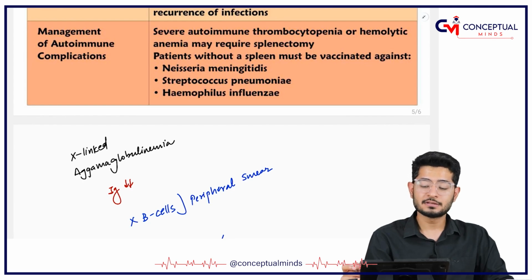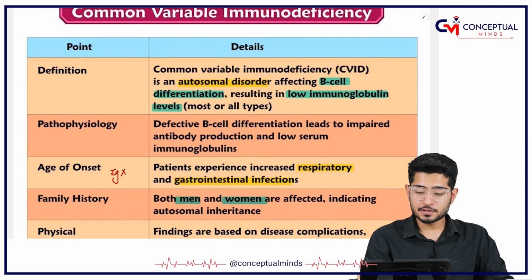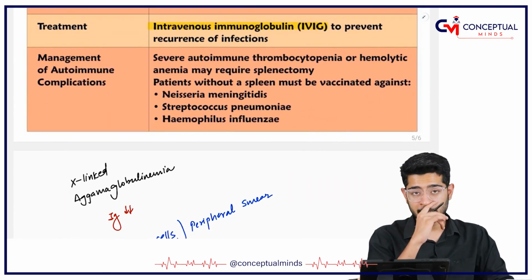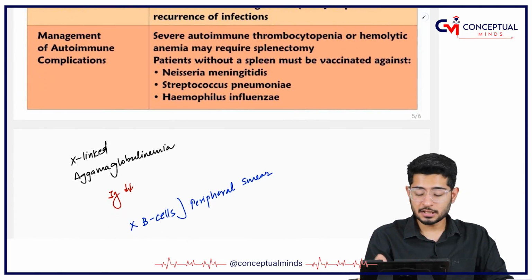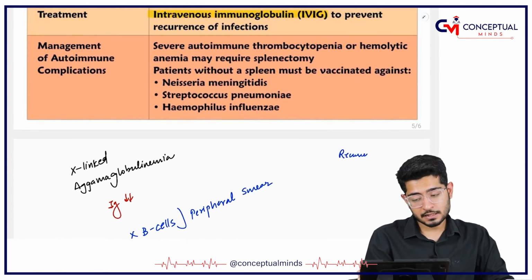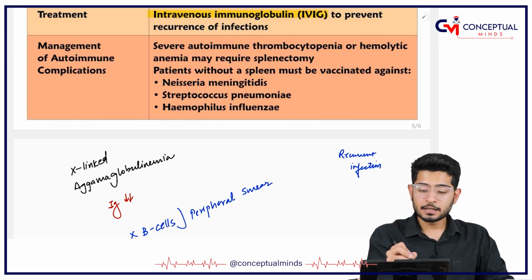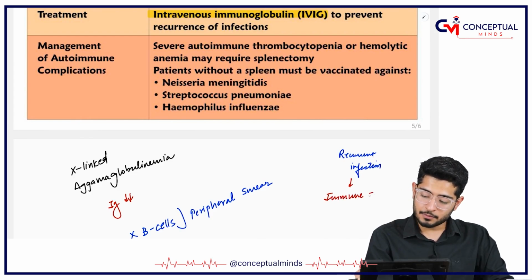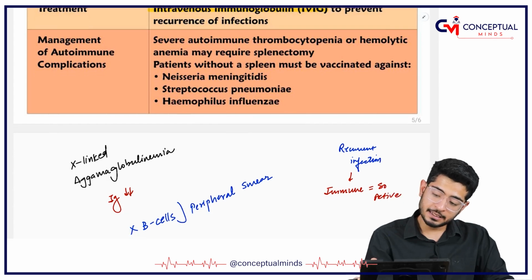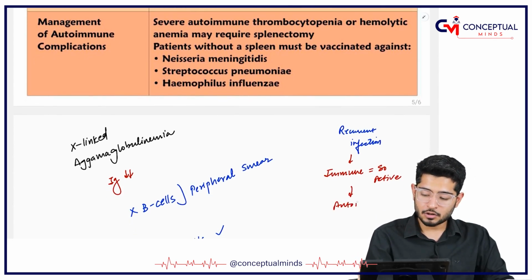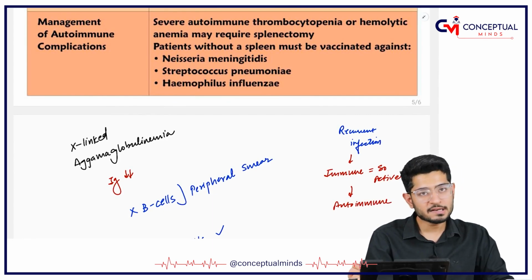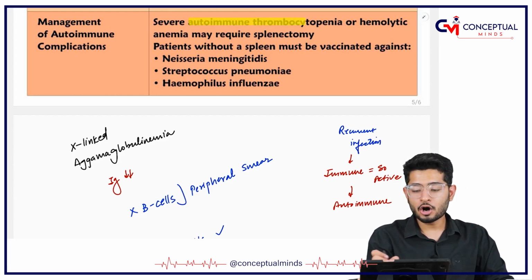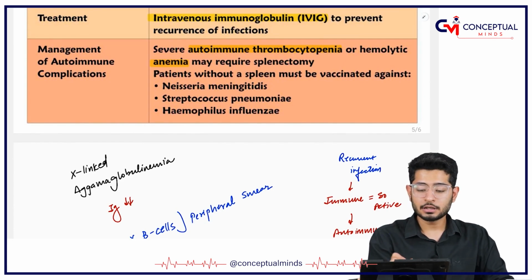And sometimes what happens in this case is, because the B cell differentiation is not happening, it can cause recurrent infections. I should explain it like this: because recurrent infections are happening, your immune system is so active that it can start killing your own cells also, and that is known as autoimmunity. So we have seen these autoimmune complications happening with common variable immunodeficiency, namely autoimmune thrombocytopenia and hemolytic anemia. So anemia and thrombocytopenia is something which is there.